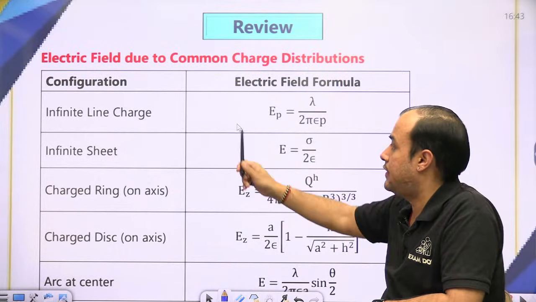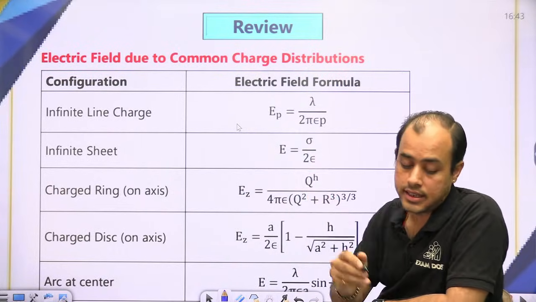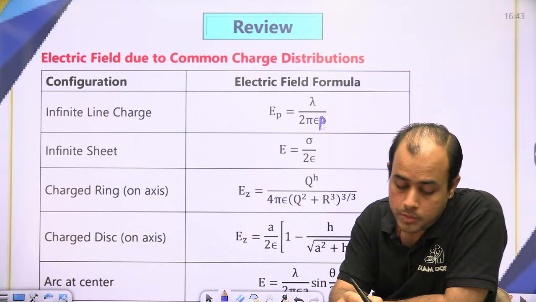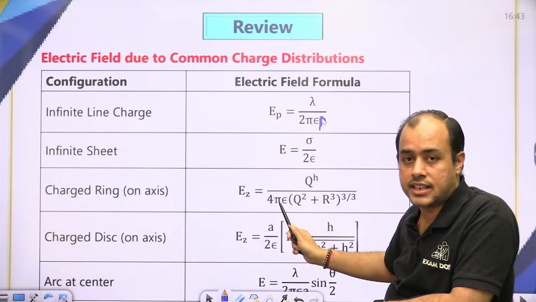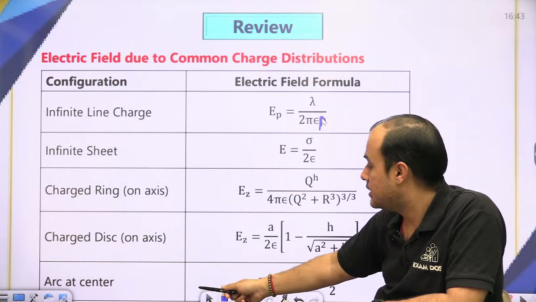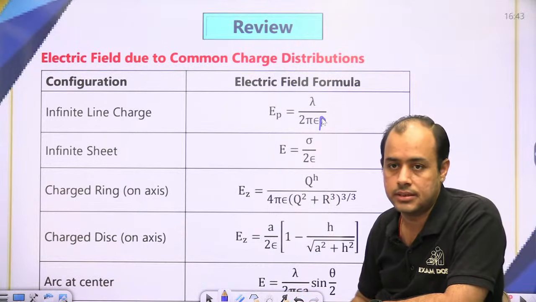Then we saw electric field due to infinite line charge, lambda by 2 pi epsilon rho. For infinite sheet, sigma by 2 epsilon. This is the charge ring. This is the charge disk. This is the arc at the center.